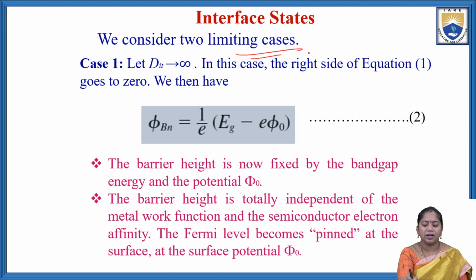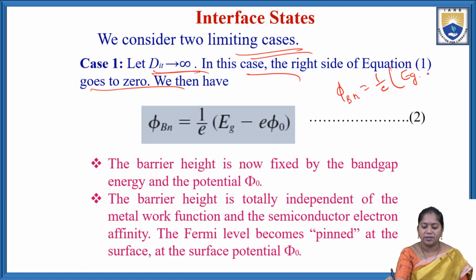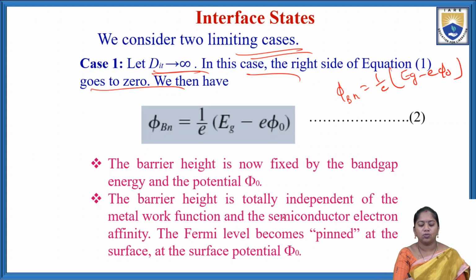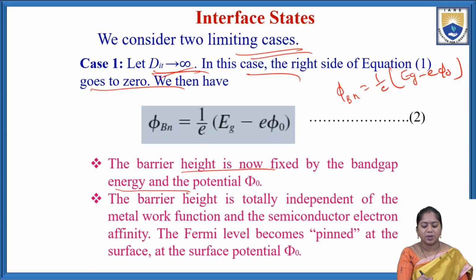We consider two limiting cases. The first one is Dit tends to infinity. So the interface state density Dit tends to infinity. In this case, the right side of equation 1 goes to 0. Then the remaining one is φBn equal to 1 by q times (Eg minus qφ0). That is equation 2. So the barrier height is now fixed by the band gap energy and the potential.